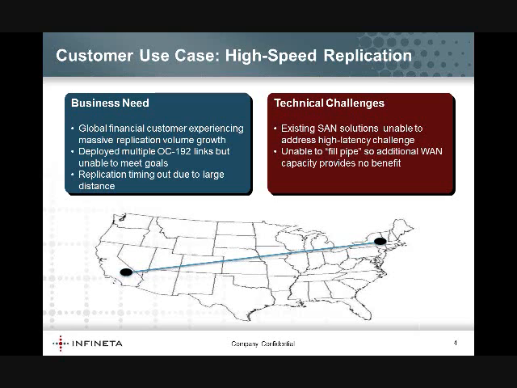Unfortunately, the company was unable to meet RPO or RTO goals, even though they had clearly abundant bandwidth in place. In fact, replication was actually breaking down. Replication flows were periodically timing out because of the high WAN latency. The latency impact made the WAN bandwidth upgrade completely useless, since the existing solutions were unable to fill the WAN link beyond 20 to 25%.